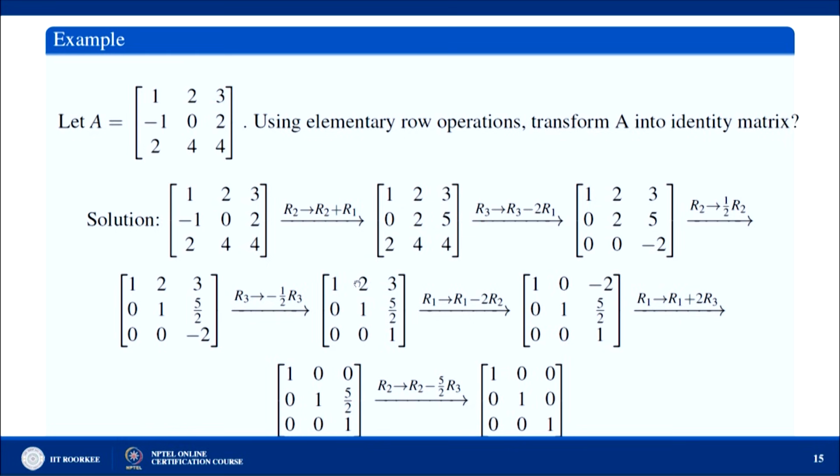Now, you have to make 0 here and 0 here to complete the identity matrix. To make 0 here with the help of this row, you simply take row 1 and subtract twice of row 2 from it.